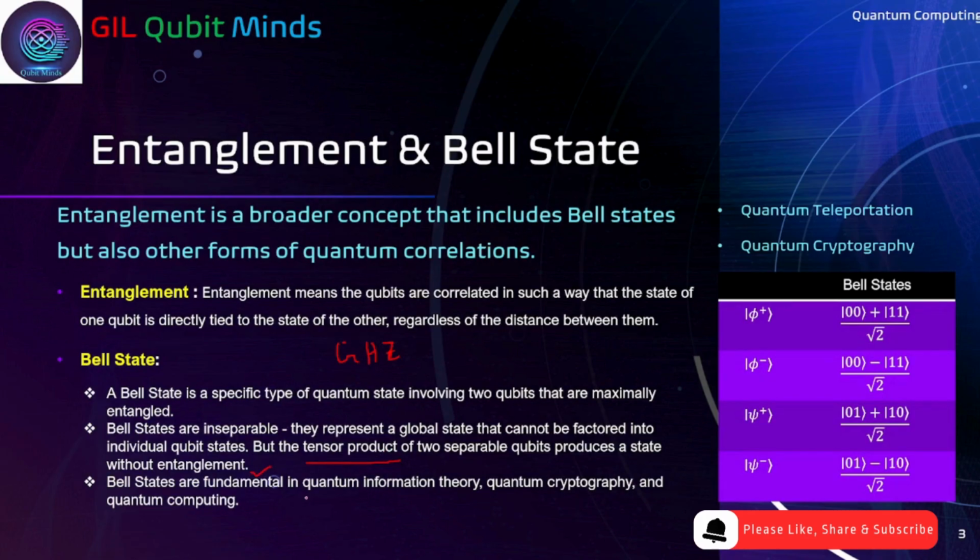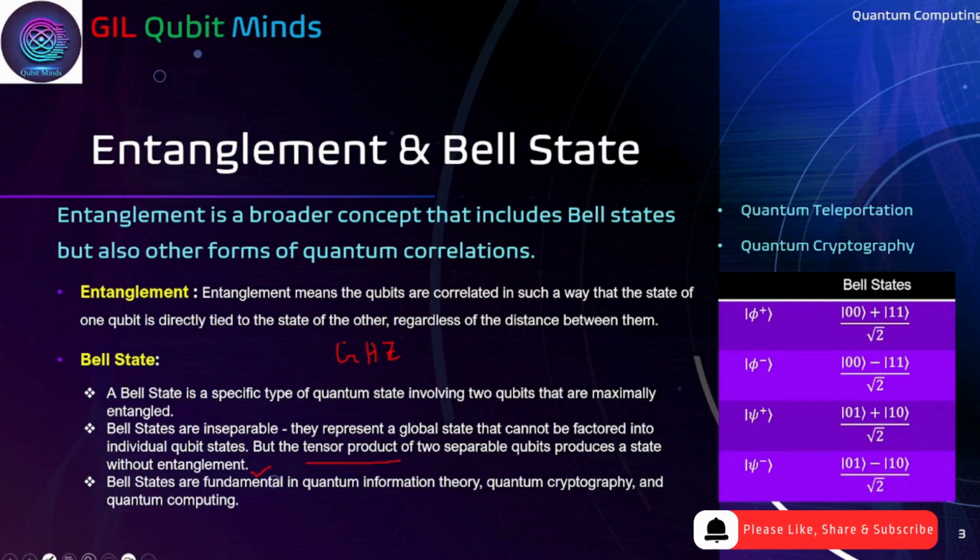Okay, so this Bell state has been used in quantum information theory, quantum cryptography and quantum computing. Also in teleportation and cryptography, Bell states have been used. So there are four Bell states. You can see this is the one, 00 plus 11 by root 2. If it is minus, this is phi plus, phi minus, psi plus, psi minus. These are all the four Bell states. We cannot represent them using a tensor product.